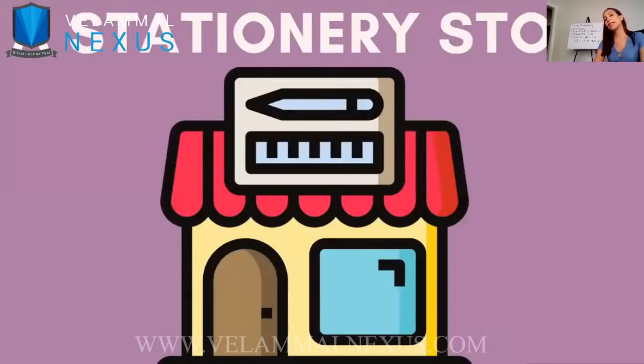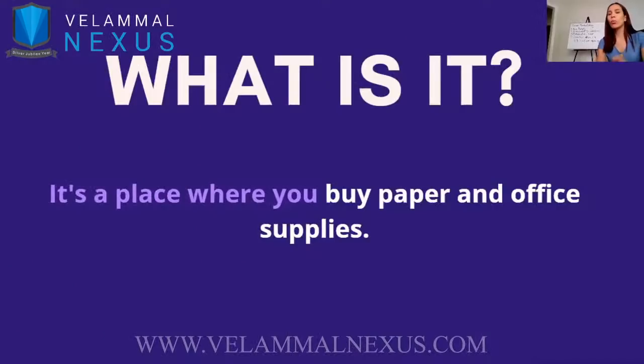Number 13 is a stationery store. Stationery store. And I can give you a real life connection here. There is a very famous place in the States that is called Office Depot, okay? I don't know if you have heard of the name Office Depot, but I'm gonna give you the definition now. So what is it? It's a place where you buy paper and office supplies. So you can buy pens, staples, markers, a whiteboard, all these things you can get at a stationery store.